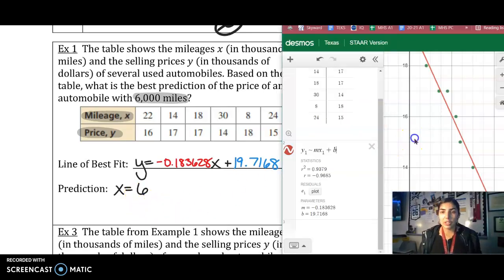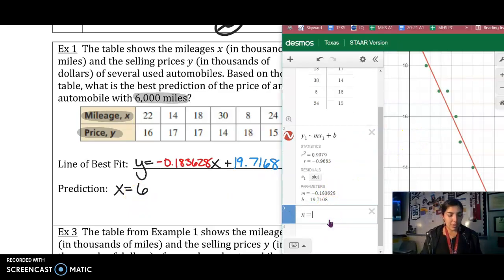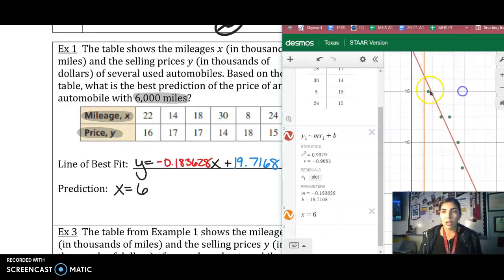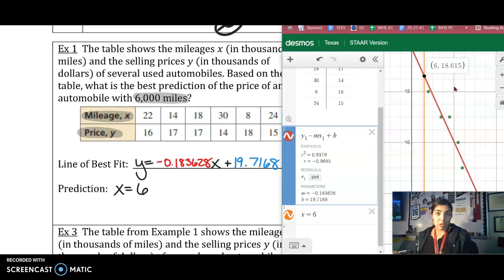Okay, so let's make that prediction. If we have the value that x is equal to 6, that's a vertical line on this graph. I'm going to make mine a different color. I'm going to make it orange. Now I have my orange prediction line crossing my red line of best fit here at 6, 18.615. So the best prediction for the price of an automobile with 6,000 miles is $18,615.